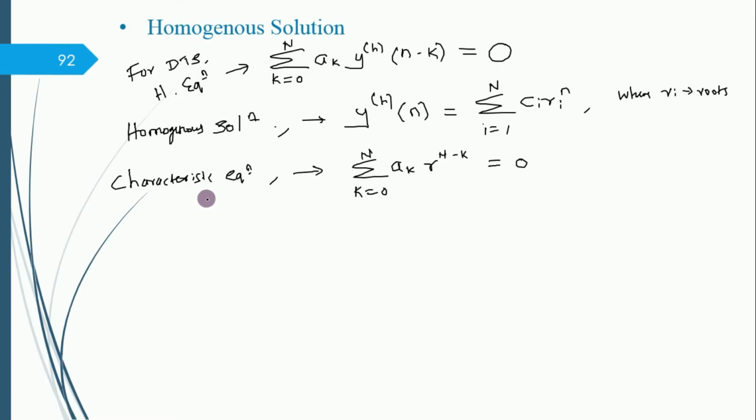Now, I'll give you one table which will help you in solving the numericals. The table goes like this. The first column represents roots of the characteristic equation.